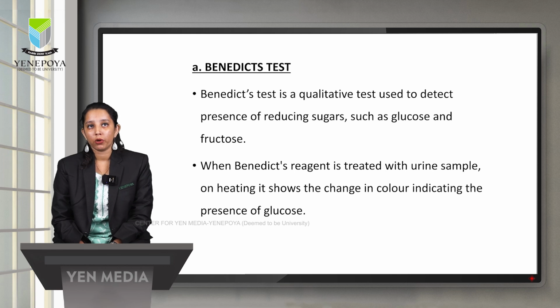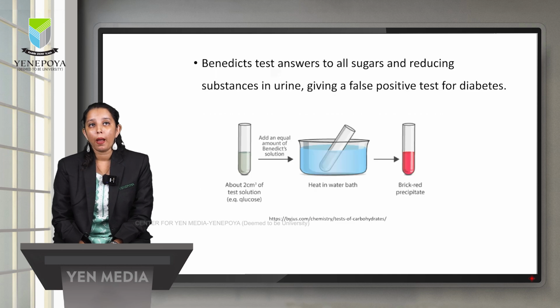Talking about Benedict's test, it is a qualitative test used to detect the presence of reducing sugars such as glucose and fructose. When we treat a urine sample with Benedict's reagent, on heating it will change color. Change in color indicates the presence of glucose, but Benedict's test responds to all sugars and reducing substances in urine, which can give a false positive test for diabetes.